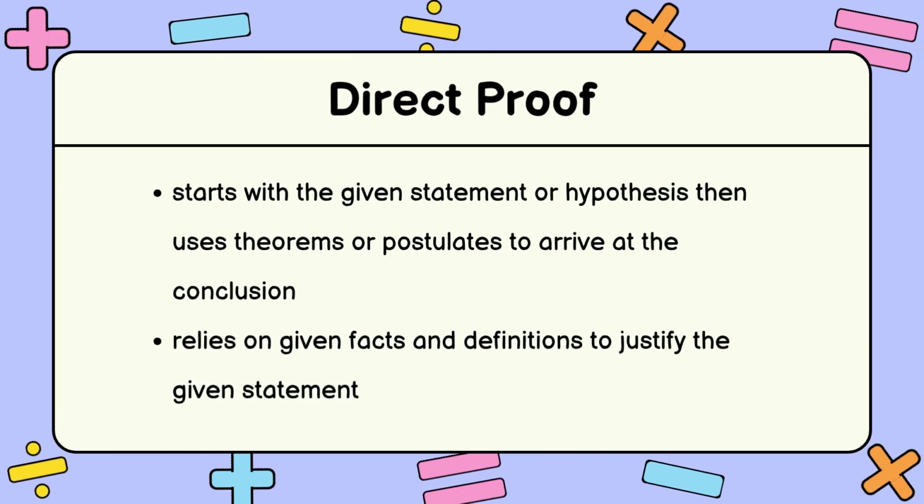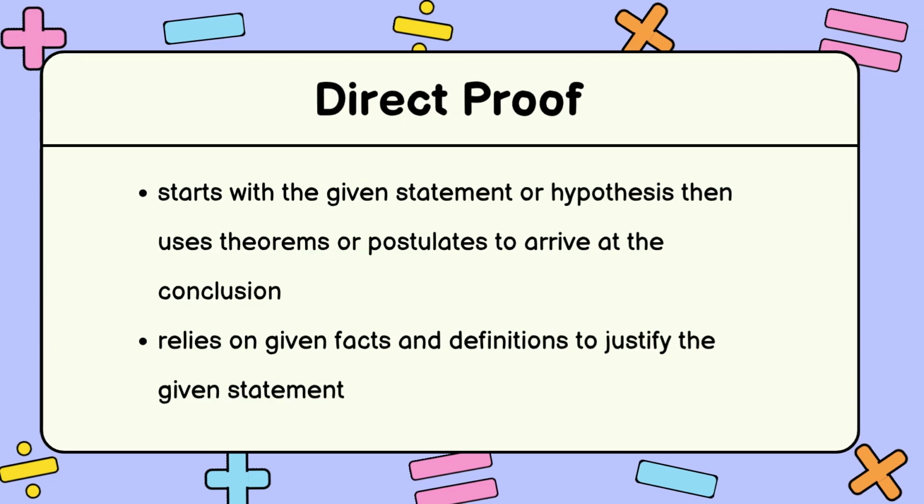The first and most common type of proving is direct proof. It starts with a given statement or hypothesis, then followed by theorems or postulates that help arrive at the conclusion. It relies on facts and definitions to help in justifying the hypothesis.